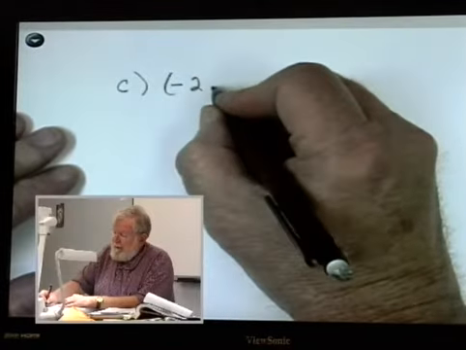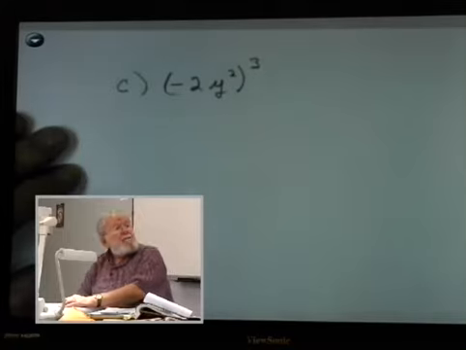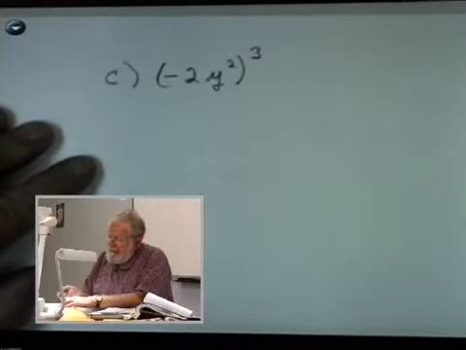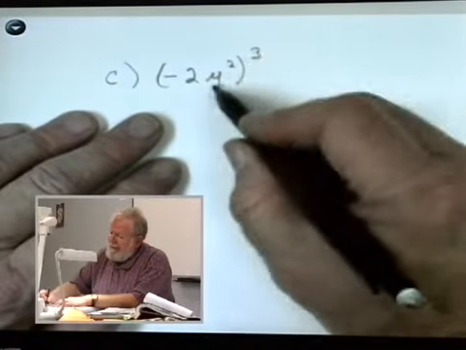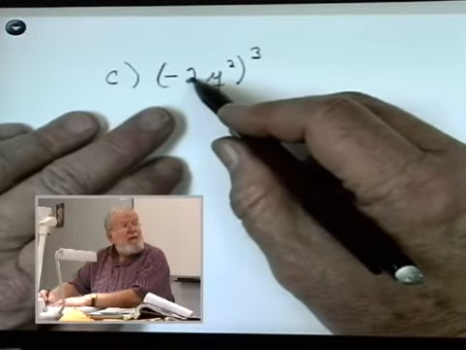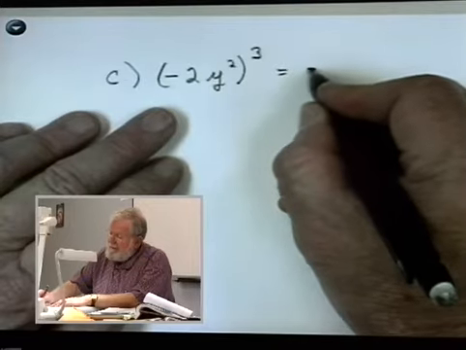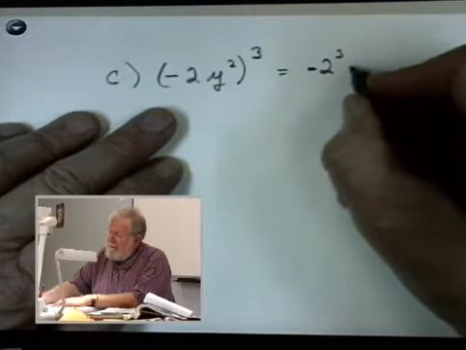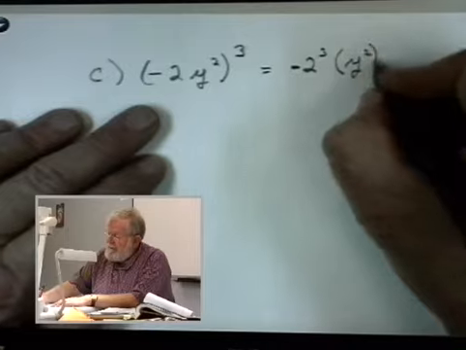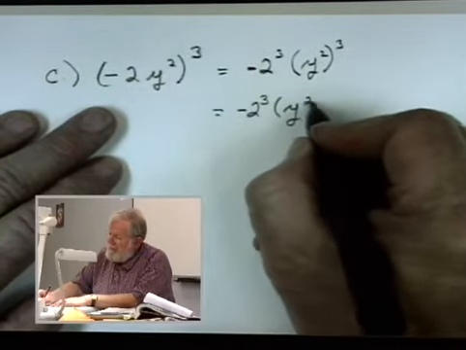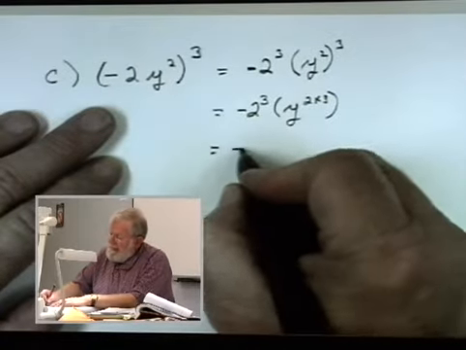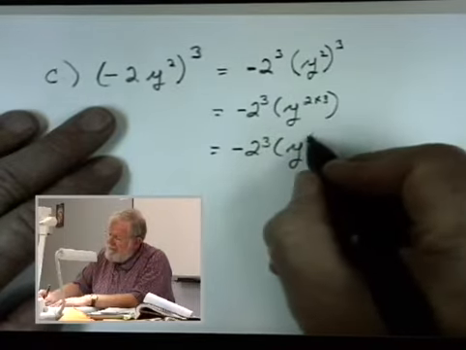What would have happened in this example if it had looked like this? Well, it doesn't. Let's look at C. A minus 2y squared to the 3rd power. I'm going to show you the rule and then I'm going to do it long-handed so you can see what we're doing. We're going to raise everything in the parentheses to the 3rd power. This is going to equal a minus 2 to the 3rd power times y squared to the 3rd power. And that's going to equal a minus 2 cubed times y to the 2 times 3, because we're raising a power to a power. That's a minus 2 cubed times y to the 6.